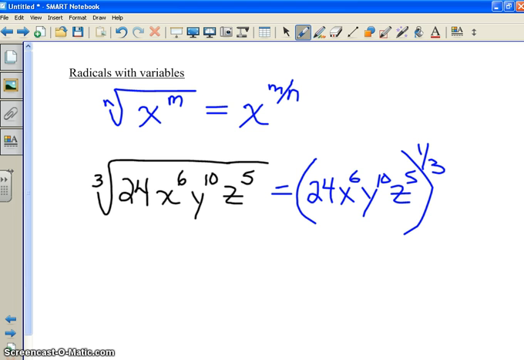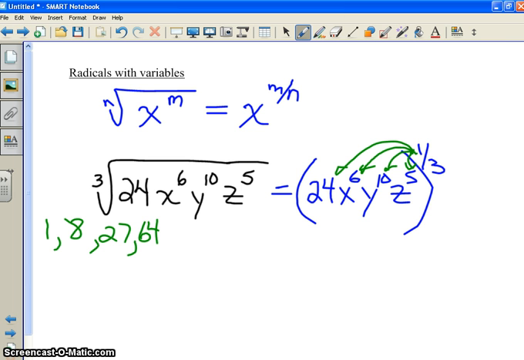And then I can use another law of our exponents to kind of distribute this 1/3 into all these pieces. So 24 to the 1/3 power, if you do that on your calculator, you're going to get a decimal. So let's try using perfect cubes to simplify the 24. Well, perfect cubes, 1 times 1 times 1 is 1. 3 times 3 times 3 is 27. 2 times 2 times 2 makes 8. 4 times 4 times 4 makes 64. So which one of those will go into 24 evenly? Well, the 8 will. 8 goes into 24 3 times.